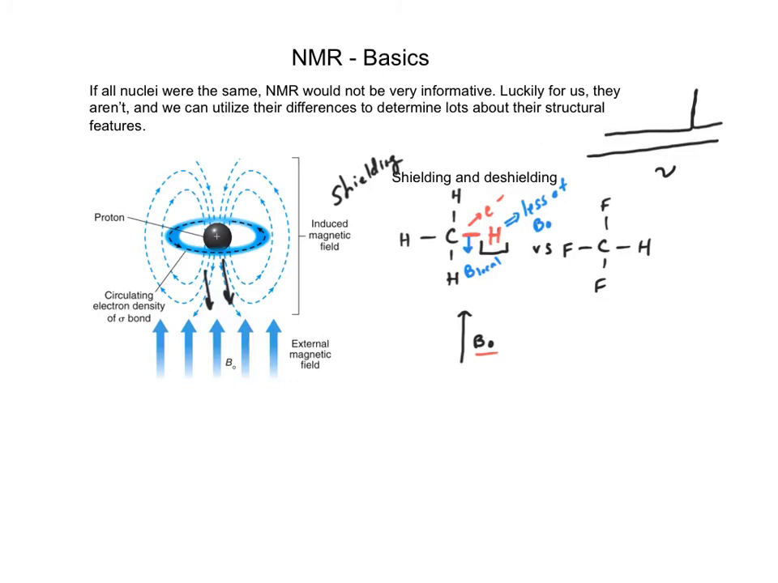Okay, all right, so shielding, right? Presence of those electrons. Because that guy feels less of a magnetic field, this hydrogen is going to absorb light at a little bit less frequency, right? A little bit less energy because it's feeling less of a magnetic field, okay?